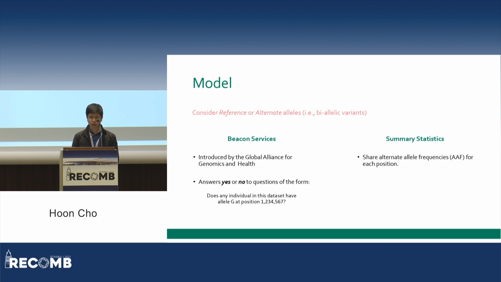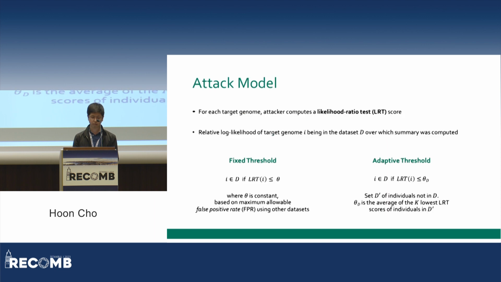And in particular, for these tests, we'll be computing a score or a statistic that captures the ratio of likelihood between the alternative hypothesis, where the target individual is in the dataset, versus the null hypothesis, where the individual is not in the dataset. And this ratio is compared to a certain threshold to return the decision about the membership inference.